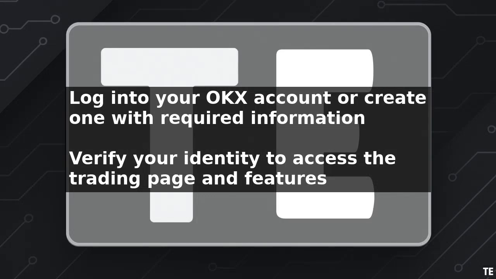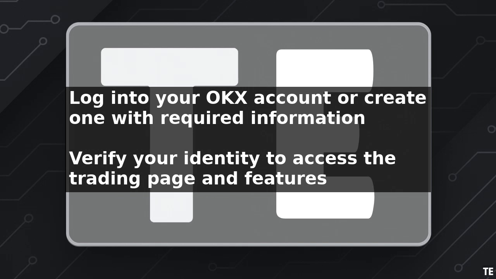To convert Bitcoin to USDT on OKX, start by logging into your OKX account. If you do not have an account, you will need to create one by providing the required information and verifying your identity. Once you are logged in, navigate to the trading page by clicking on the Trade button at the top of the screen. From the list of available trading pairs, select the Bitcoin USDT pair.